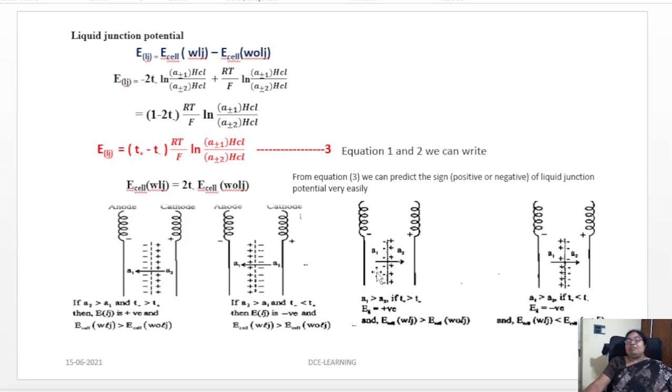It is the same thing if A1 is greater than A2. It means there will be a transfer of A1 to A2 at the liquid junction, and then t plus is greater than t minus, so the liquid junction potential will be positive only. If A1 is greater than A2 and t plus is less than t minus, then it is in the reversible manner, and the liquid junction potential of that cell is negative.